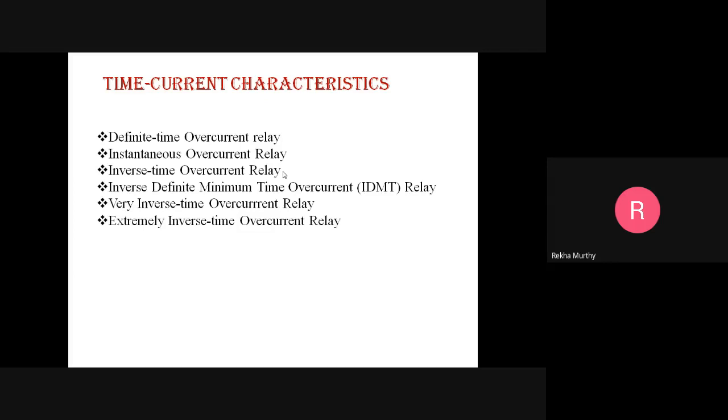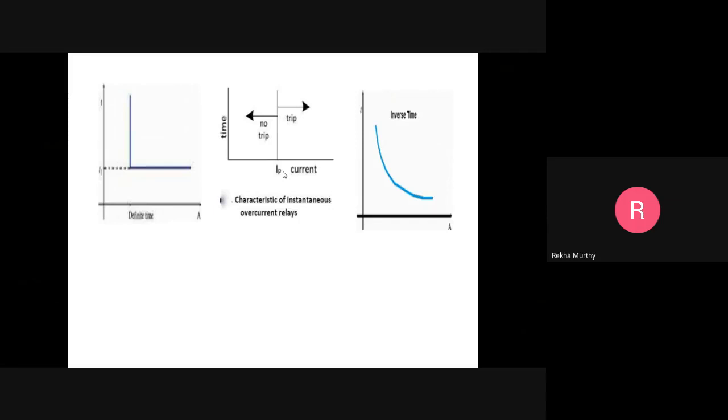Now, let me move on with the next type, that is the inverse time overcurrent relay. In the inverse time overcurrent relay, the time of operation varies inversely with the input current. So here you can see its characteristic. How does it look like? This is what the characteristic looks like.